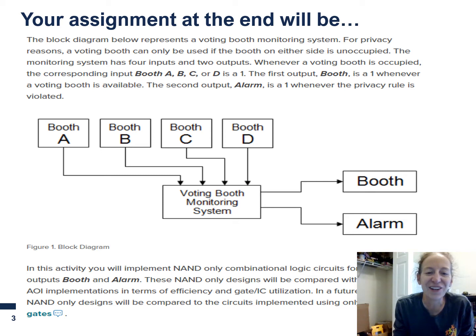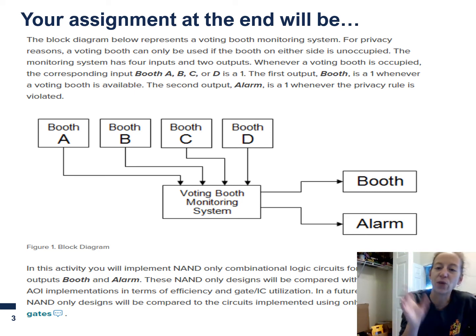In this activity, you will implement NAND-only combinational logic circuits for the 2 outputs, booth and alarm. These NAND-only designs will be compared with the original AOI implementations in terms of efficiency and gate IC utilization. In a future activity, these NAND-only designs will be compared to the circuits implemented using only NOR gates. So we go through this whole concept with NANDs, and then we get to do it again with NOR. Okay, it's called universal gate design.